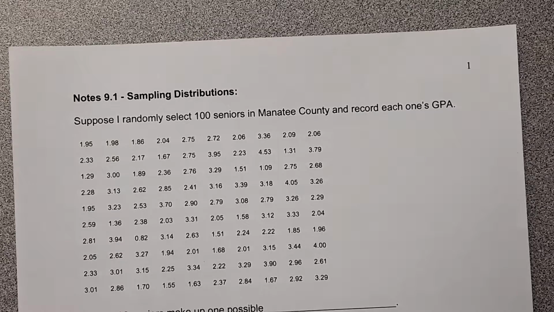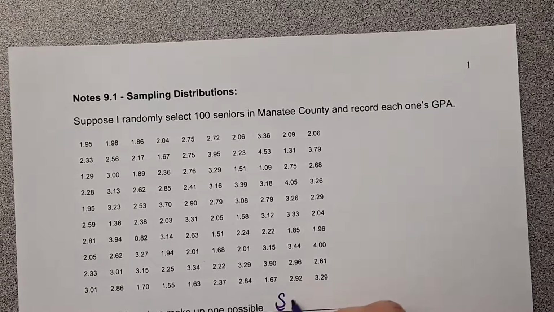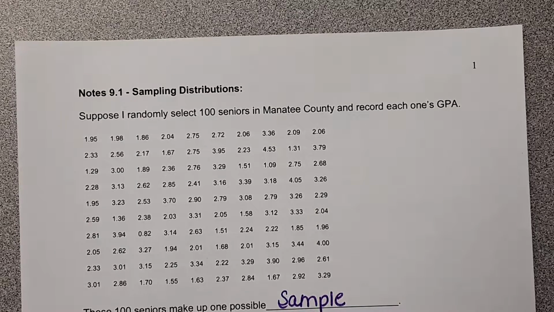So, we have 100 seniors. These 100 seniors make up one possible sample. This is just one sample of all the seniors in Manatee County. If we pulled another sample, that would be another sample of 100 kids, okay? So we're pulling samples of 100. All students and all seniors in Manatee County make up the population.